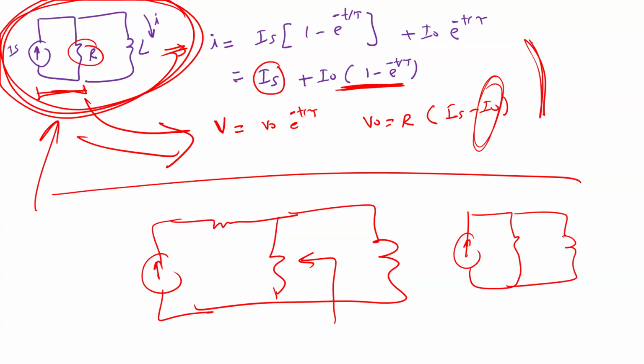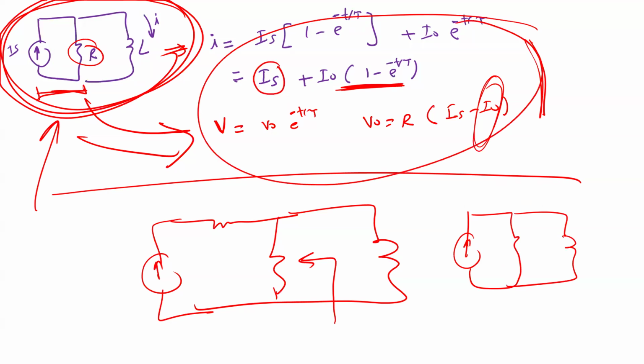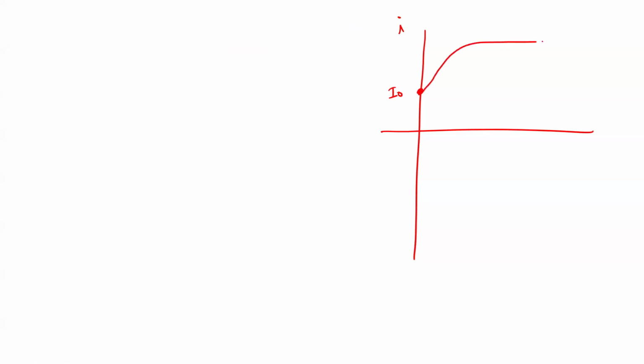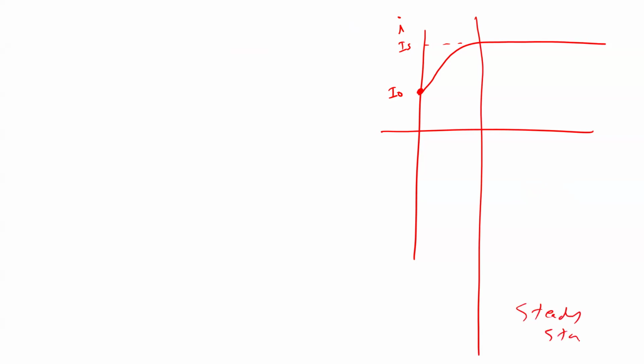If I want to draw these two equations, they should look like this one here. This is the current. We start the current here from I naught. This is the initial current I naught, and then this current is going to increase until it becomes equal to IS here. And this part is the steady state. Okay, this part here is the steady state, and this part is the transient.